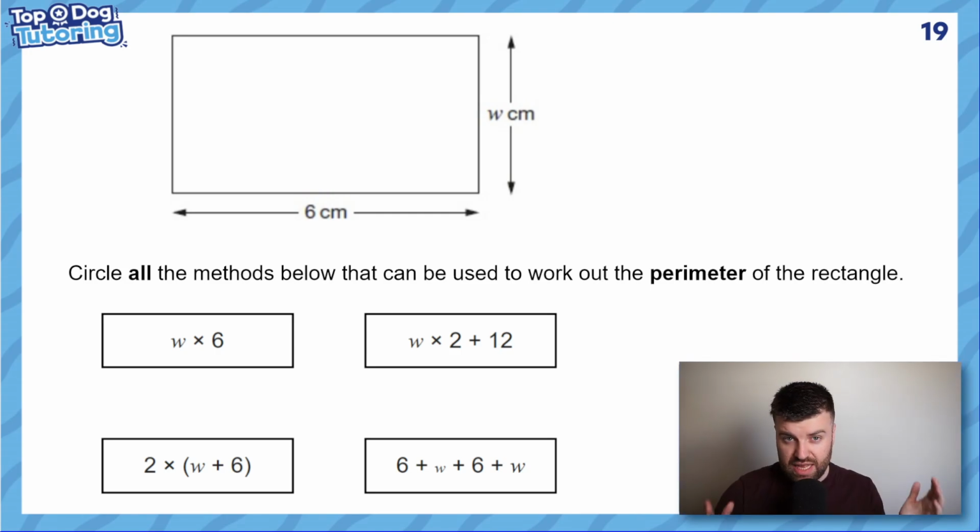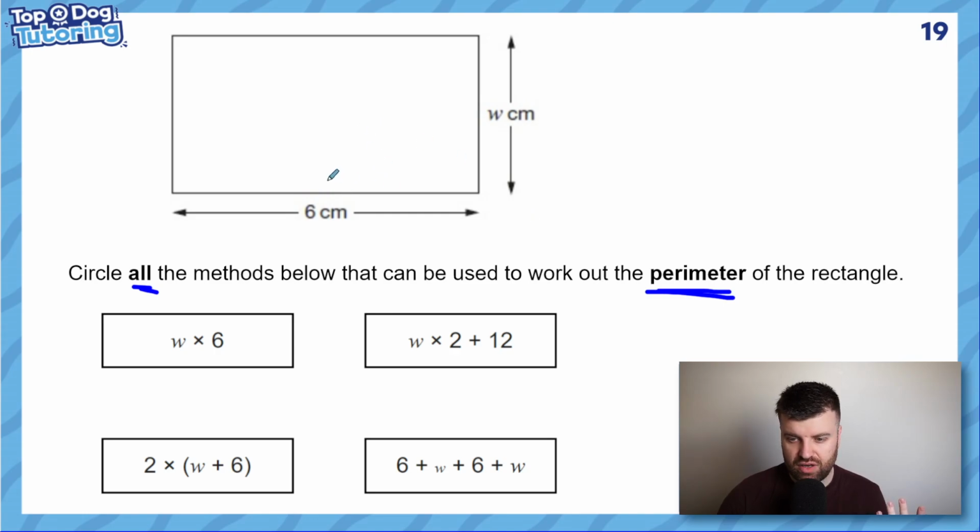A little hint here when you're taking the SATs paper is to look at the words in bold, especially. Circle all the methods. Now, if we see this straight away, I'm thinking, okay, there's going to be more than one, I think. It could just be one, but the way this is worded makes me think there's probably more than one answer. All the methods below that can be used to work out the perimeter of this rectangle.